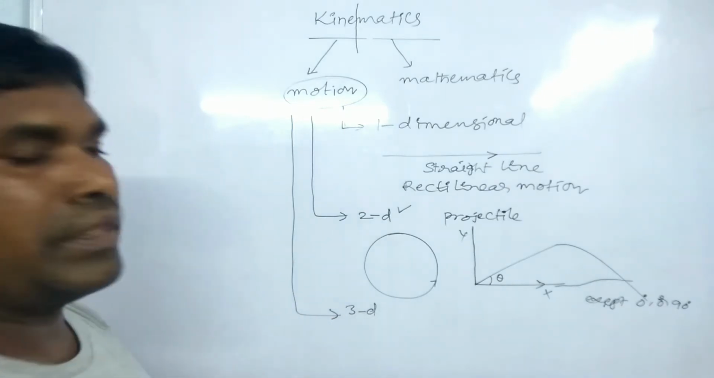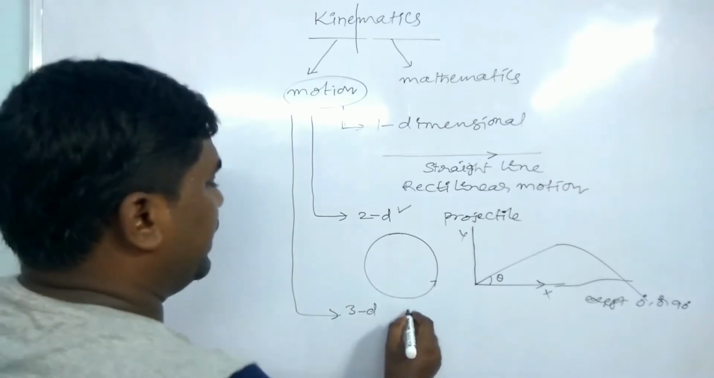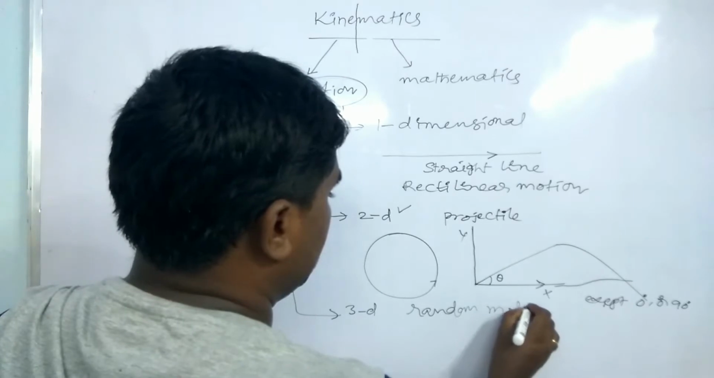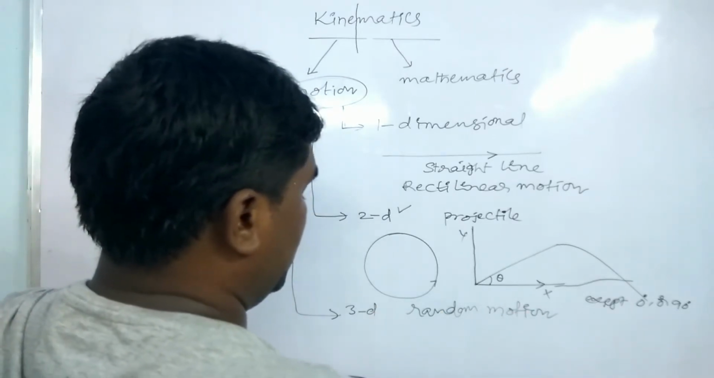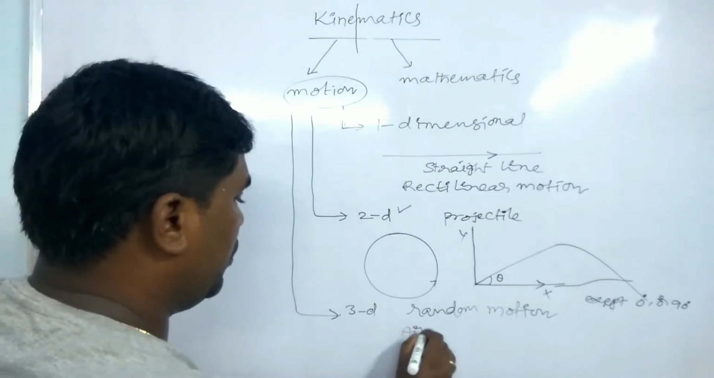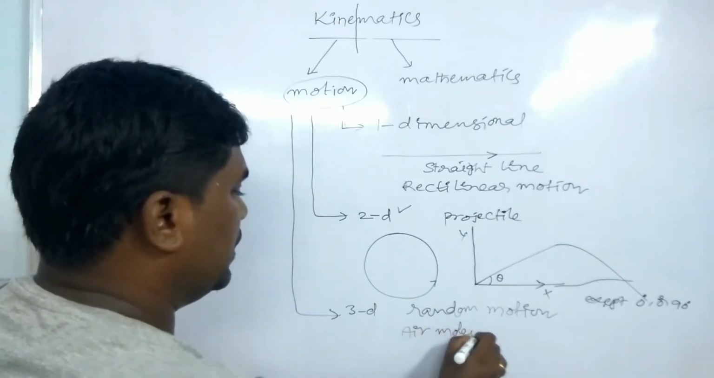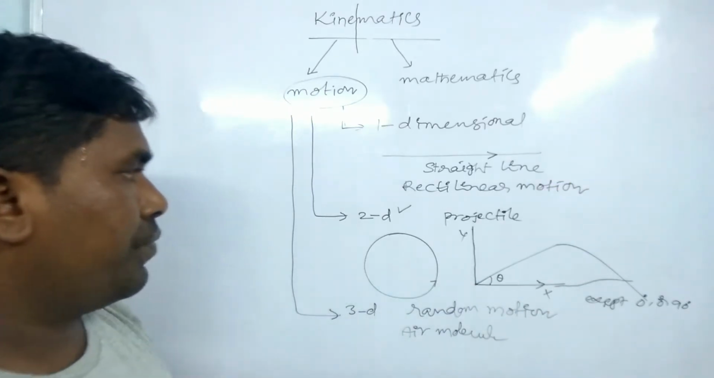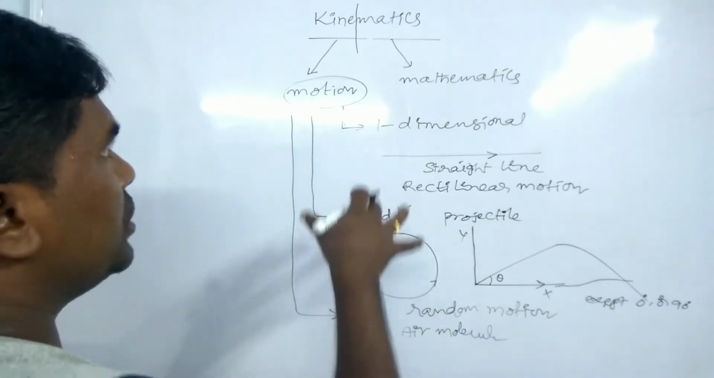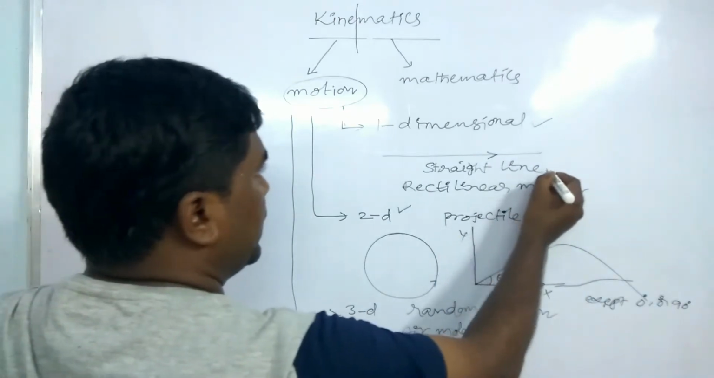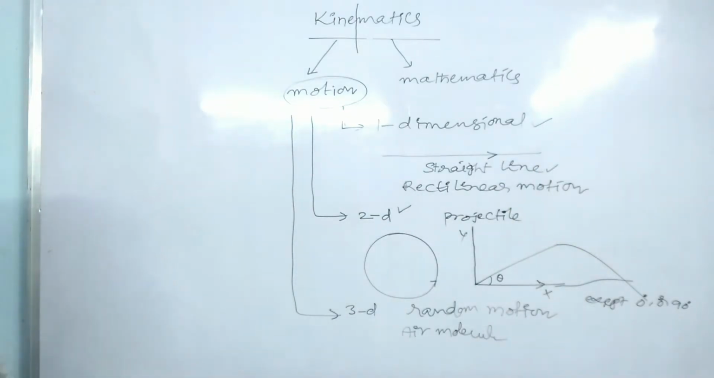And motion can also be in 3D. The three-dimensional motion is nothing but random motion of the particles. It means the motion of air molecules or gas molecules. So that is 3D. Especially in this video we have to learn about the one-dimensional motion of objects, that is straight line motion, or rectilinear motion.